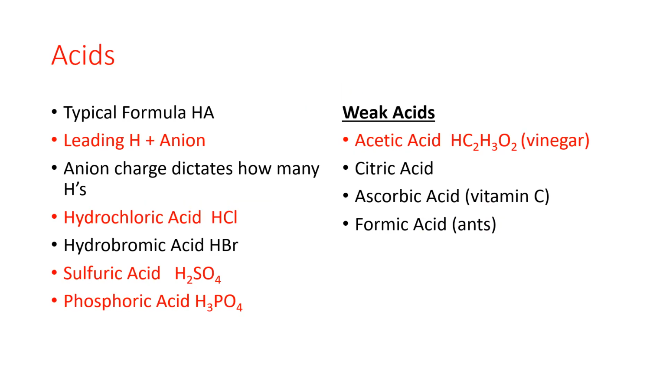All right. So we've talked about acids. Acids have a leading H. Their typical formula is H with some anion after it. The anion's charge dictates how many hydrogens you need. So hydrochloric acid, because Cl is -1, only needs one H, whereas SO4 has a -2 charge, so you need two H's for H2SO4. PO4 has a -3 charge, so you need H3PO4. Weak acids, acetic acid, citric acid, things you can eat, right? Ascorbic acid, vitamin C, those are all weak acids.